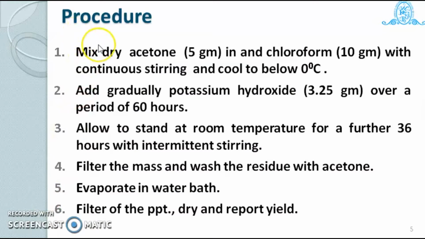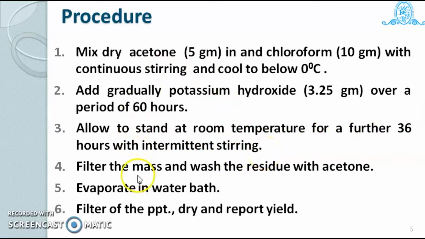Let us see the procedure involved in our today's practical. First of all, mix dry acetone and chloroform with continuous stirring and cool it to below 0 degrees Celsius. Then to this solution of acetone and chloroform, you have to add potassium hydroxide gradually over a period of 60 hours. Then this mixture you have to allow to stand at room temperature for a further 36 hours with intermittent stirring.